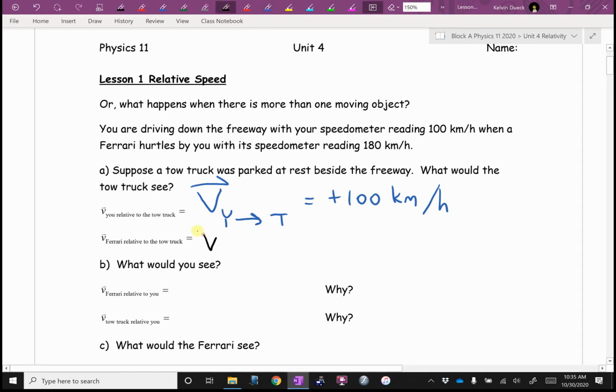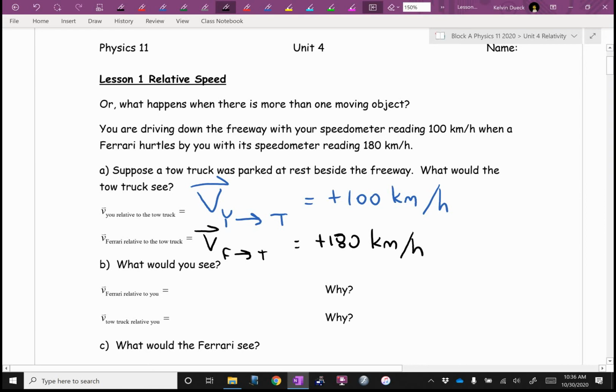What's the velocity of the Ferrari relative to the tow truck? Well, same argument. The tow truck sees the Ferrari go past at positive 100 kilometers per hour. That's the most common reference frame that all of us kind of think about. We typically measure stuff relative to an object sitting and traveling at the same speed as the ground, which is a fancy, longer way of saying what we call at rest.